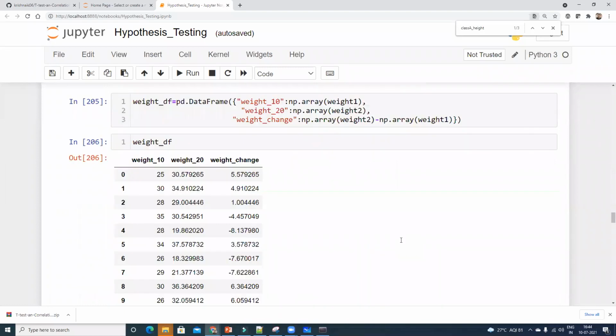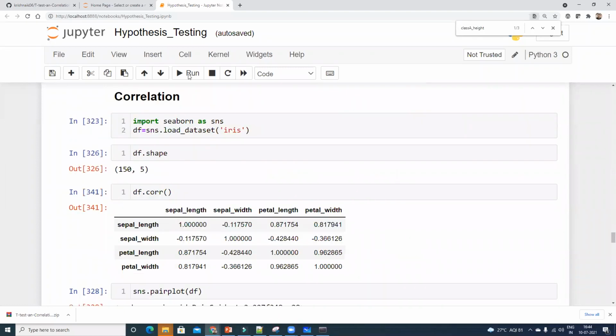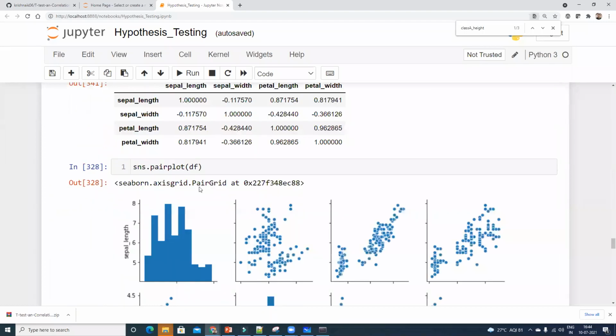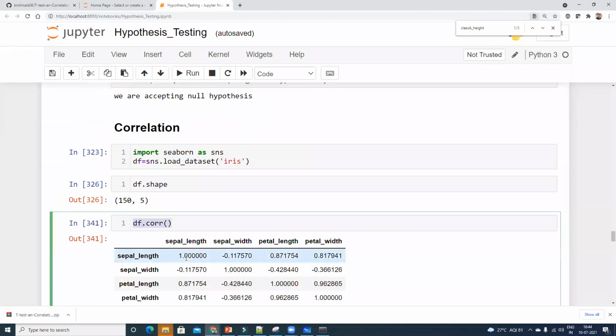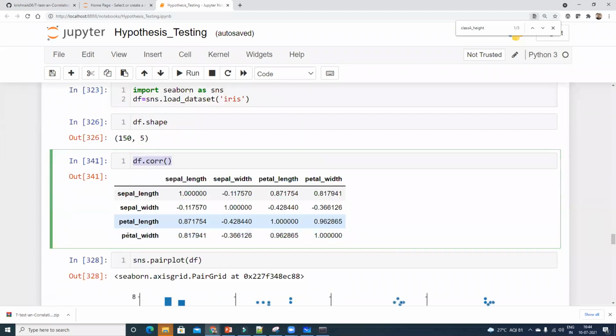Clear, everybody? Good enough? Correlation is very much simple, right? See this? What does correlation basically say? Suppose I say petal length and sepal length is 87% correlated, right? 87% correlated. That basically means as the petal length is increasing, sepal length will also increase. Everybody agree with me? What is this minus value?